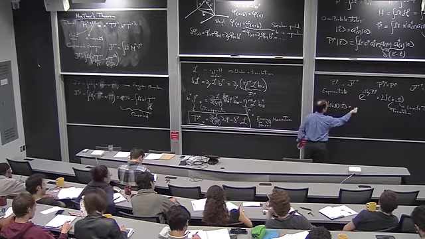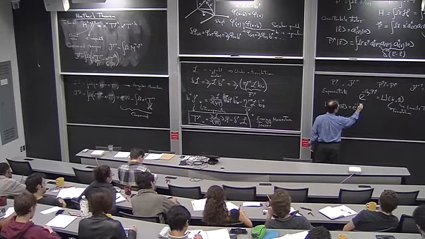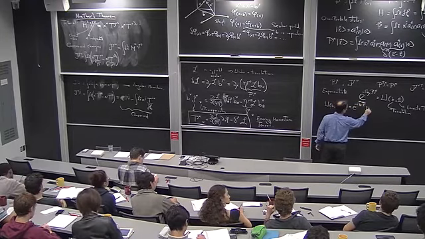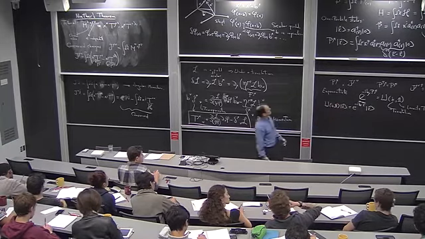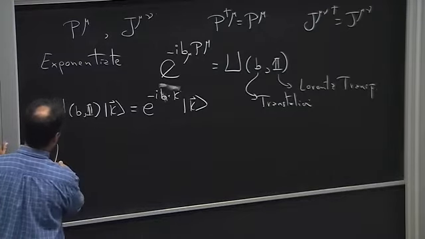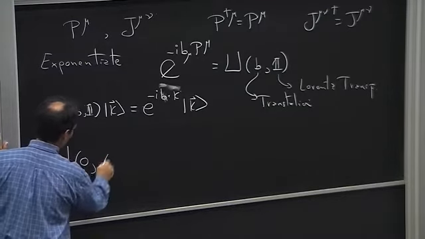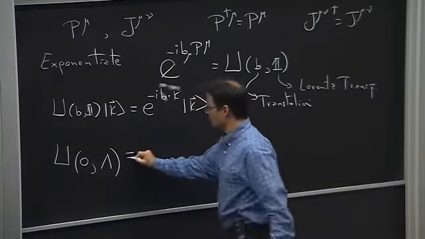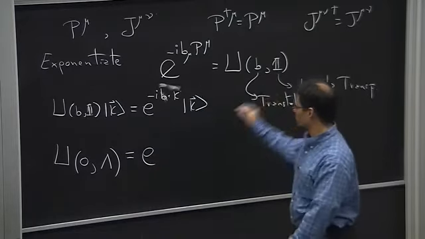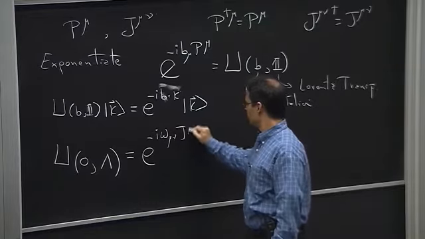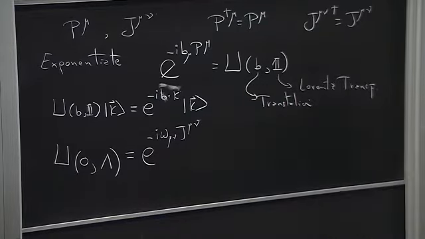Of course, if we act on our state, we get e to the minus i b dot k. Sorry, as a 4-vector, which is precisely what you would expect as a plane wave. And that's why we get the interpretation. But you can also do the same thing and define a unitary operator that represents the action of the Lorentz group or the Lorentz generators on your Hilbert space. Okay? Very good.